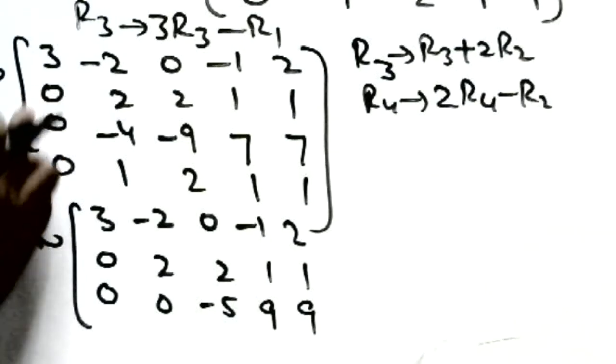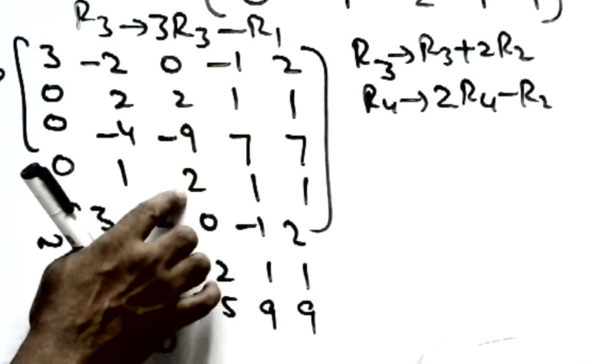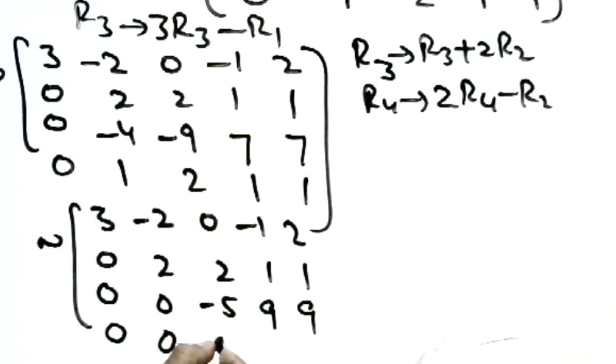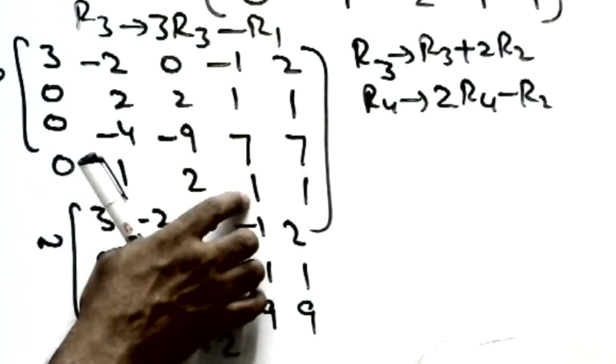So the next step, 2R4 minus R3, 2R4 minus R2. This remains 0. 2 1s are 2, 2 minus 2 is 0. 2 2s are 4, 4 minus 2 will be 2. 2 2s are 4, 4 minus 2 will be 2.